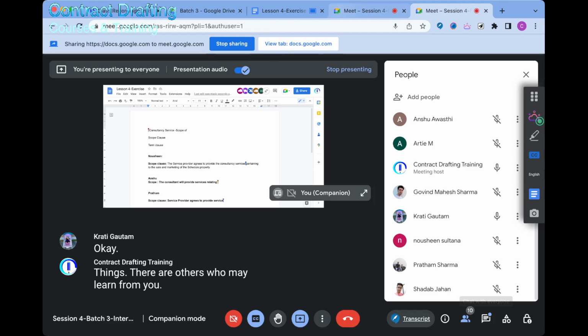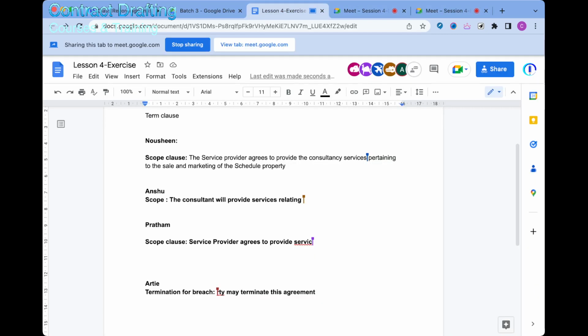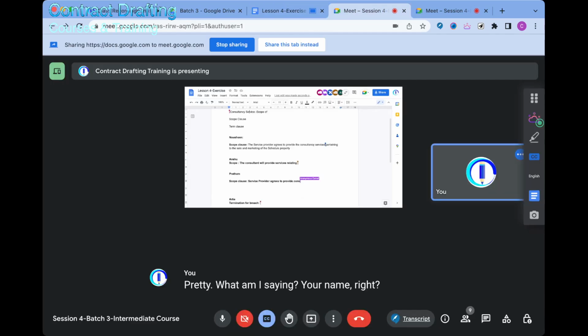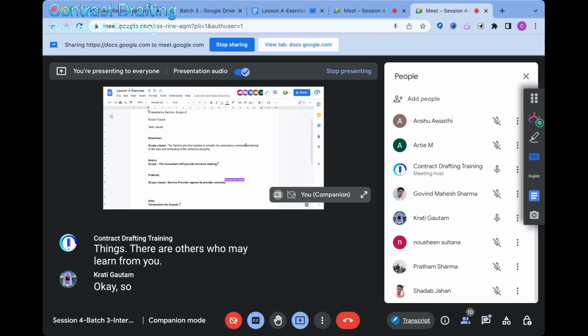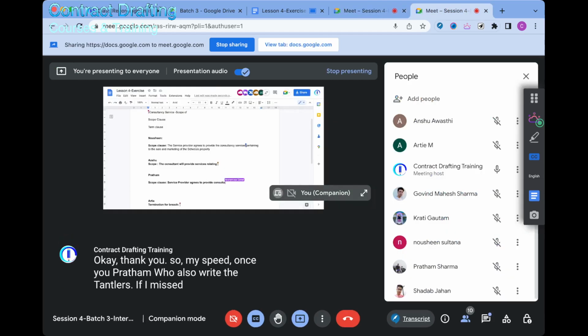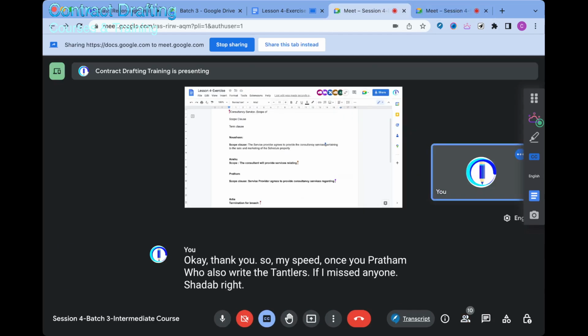So Noshin, Anshu, Pratham, do also write the term clause. If I missed anyone, Shadab, right? 10 minutes.